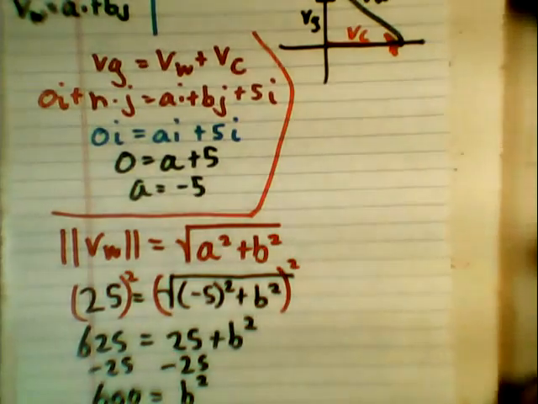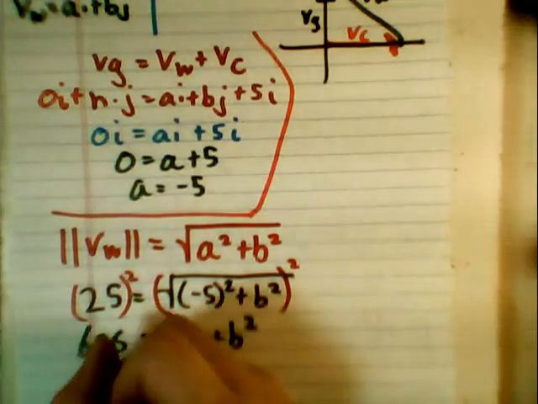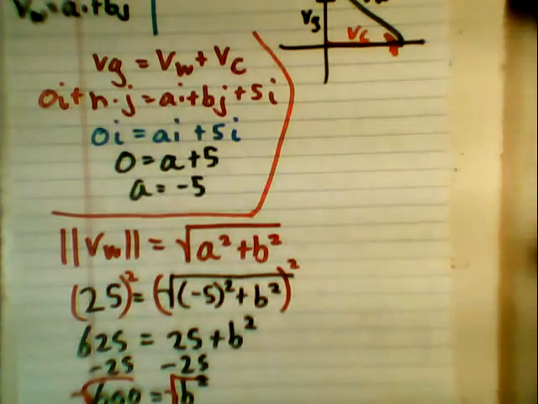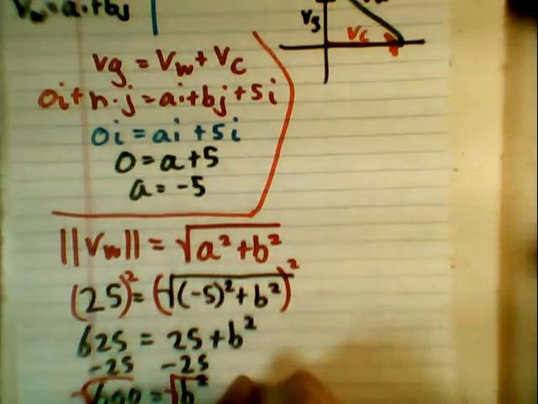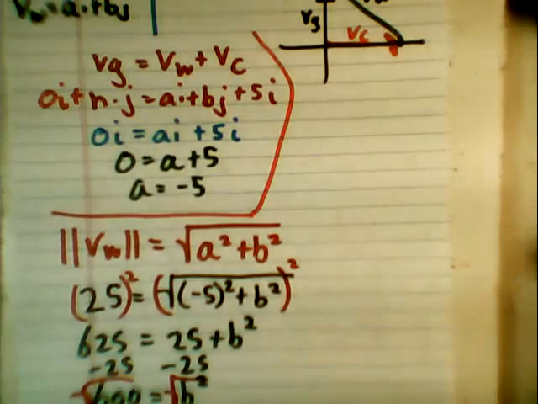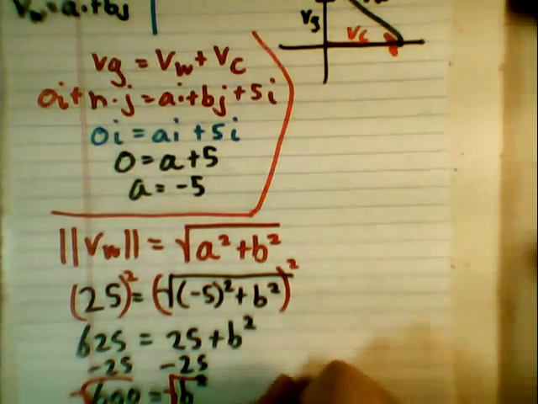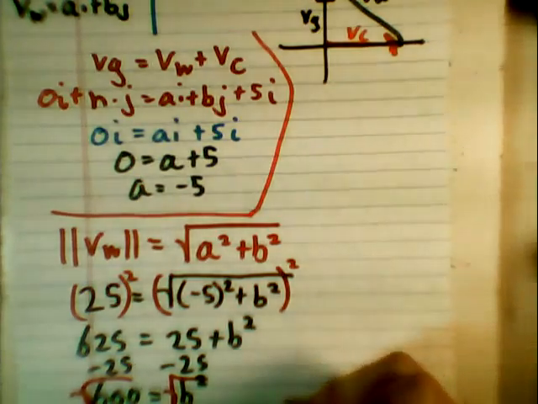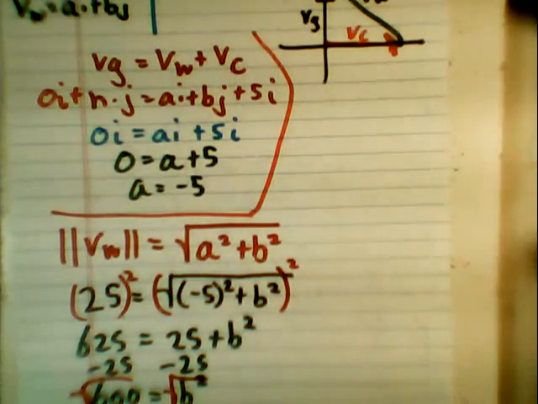Now square root the b to get rid of the square. And we don't need to worry about plus minusing the square root. So we get b equals the square root of 600. Or if you go ahead and break that apart, you would find that it's 10 square root 6. Okay, so that's our b.